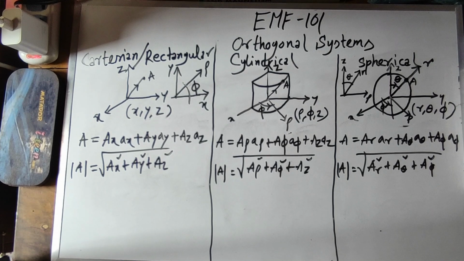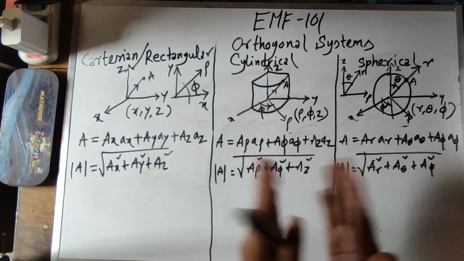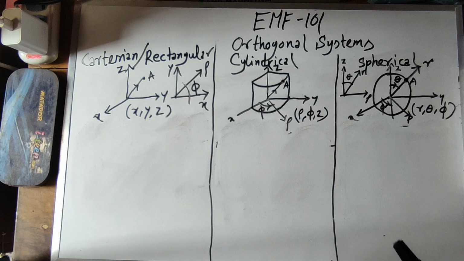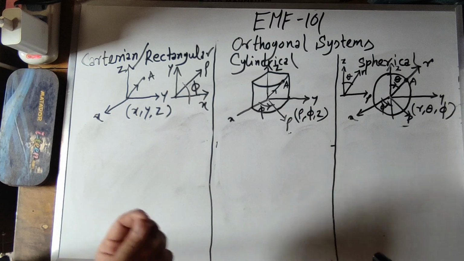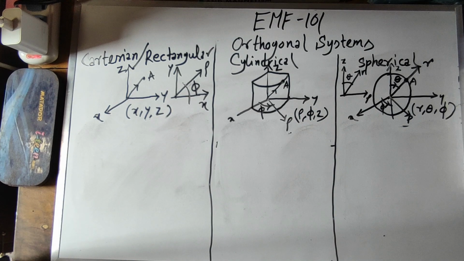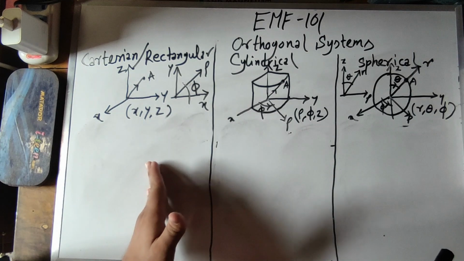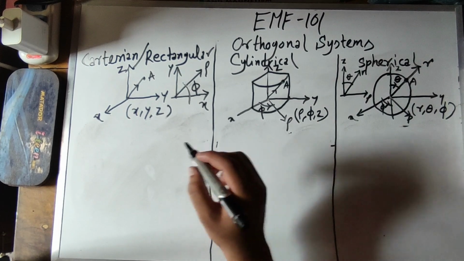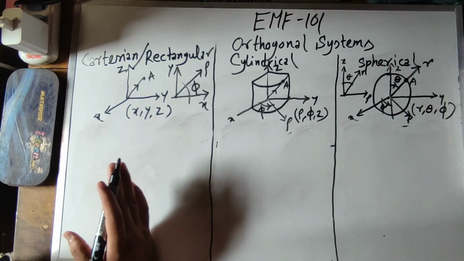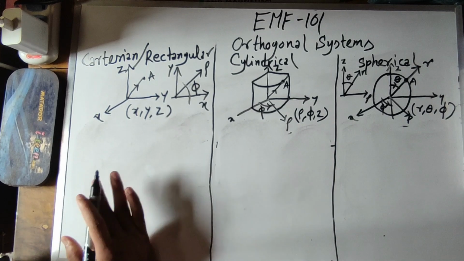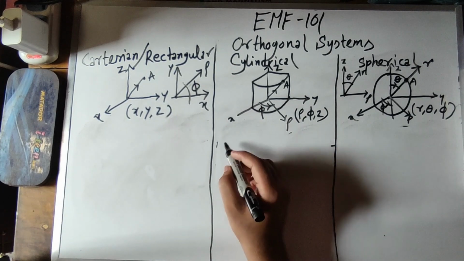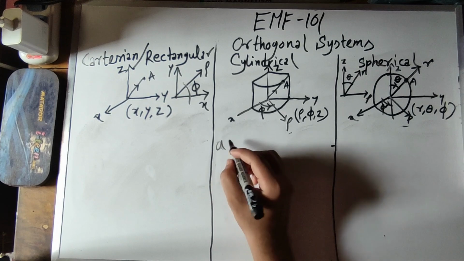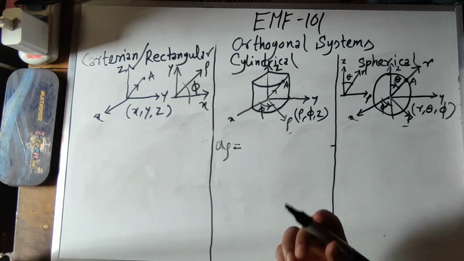Now we are going to transform from one coordinate system to the other and vice versa. So first we have to define the unit vectors from one to the other, say from Cartesian to cylindrical. So for the Cartesian unit vectors ax, ay, az, what will a rho be?